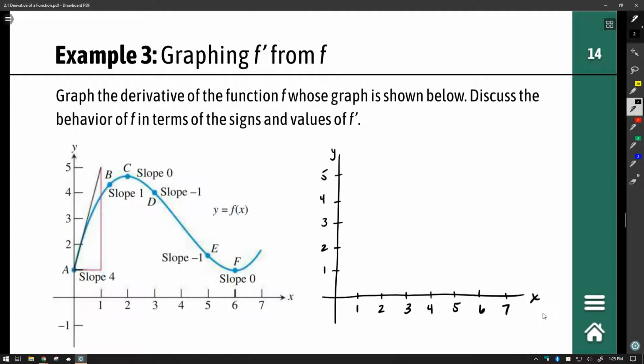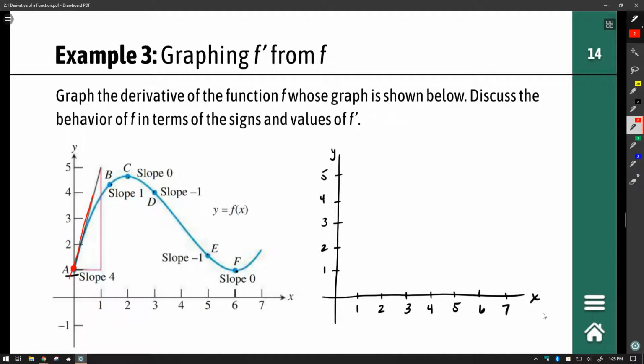All right. So we see here points labeled A, B, C, D, E, and F. And what we want to do at each of those points is estimate a slope. And we can see that's been done for us at point A. There is a line drawn in that looks to be tangent to the curve at point A, and we see that the slope there is 4.